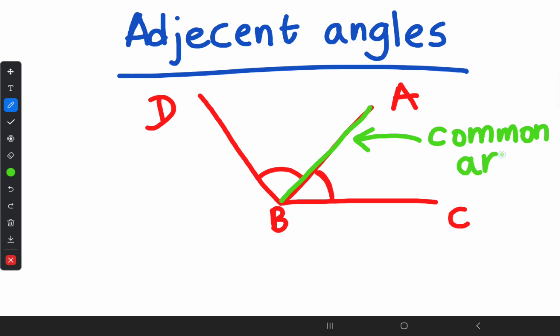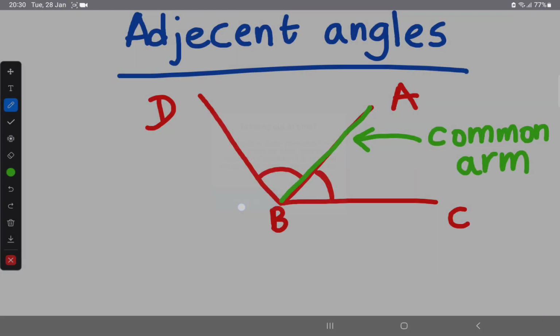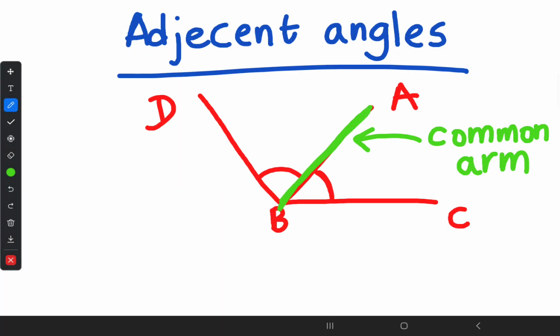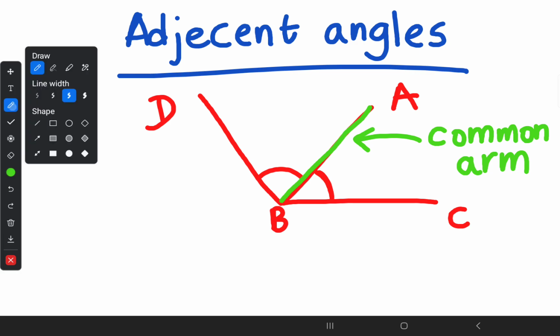Similarly, here both of these angles are separated by this arm only. Think about it. Without this arm, these two angles are the same. We cannot separate these two angles. That is only one angle. So this is the common arm which is separating the two angles.